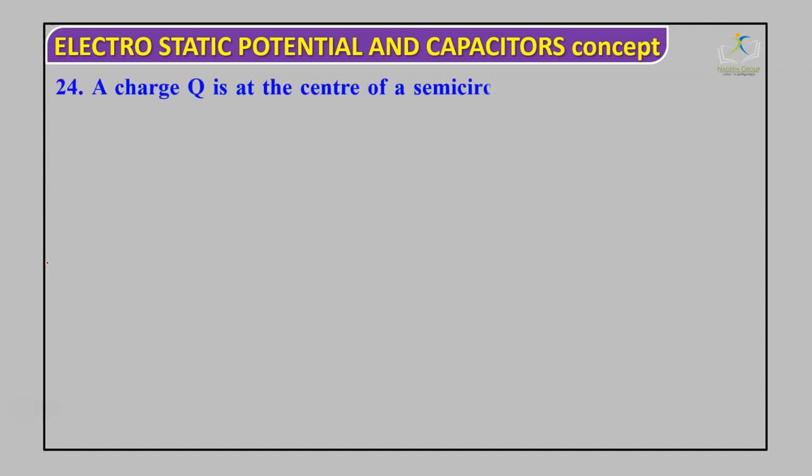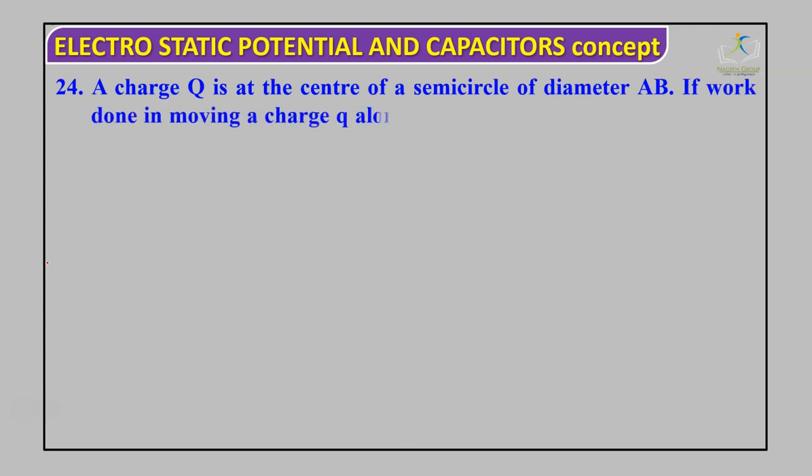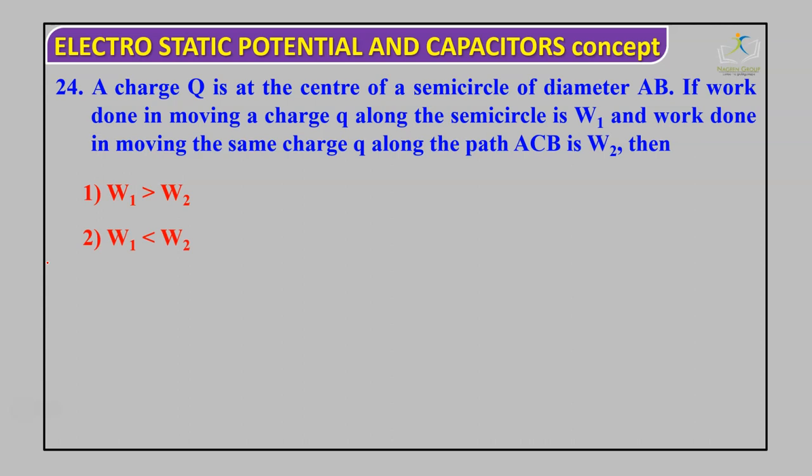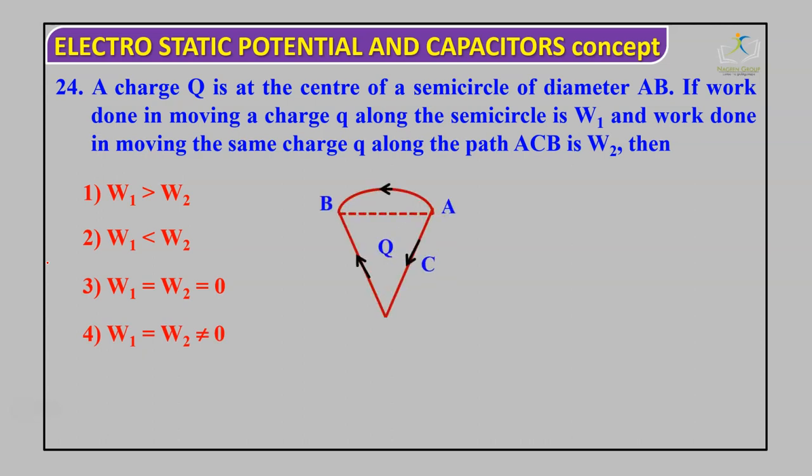Next question we have: a charge Q is at the center of a semicircle of diameter AB. If work done in moving a charge q along the semicircle is W1 and work done in moving the same charge q along the path ACB is W2, then W1 is greater than W2, W1 is less than W2, W1 is equal to W2 is equal to 0, W1 is equal to W2 is not equal to 0. This is the diagram.